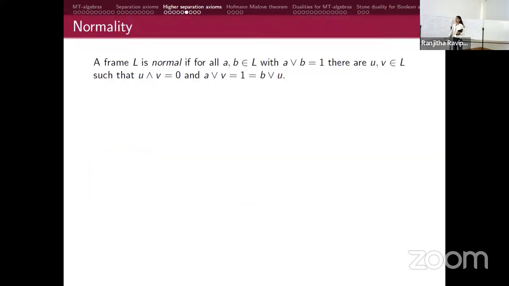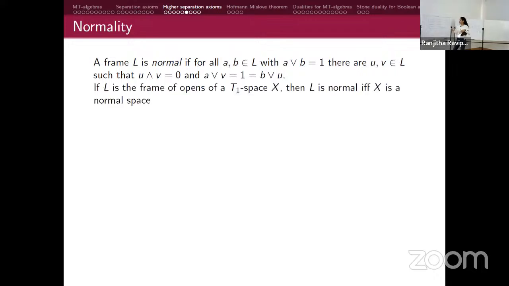So next we have normality. Normality is adapted completely from spaces and frames. If I have a frame L, we say it's normal if A join B is 1, and there are elements U, V in L such that U meet V is 0, A join V is 1, and B join U is 1. So this is the normality condition for frames. We are going to do exactly the same thing for modal algebras, because if you have a frame of opens from a T1 topological space X, then L is normal if and only if X is a normal space.